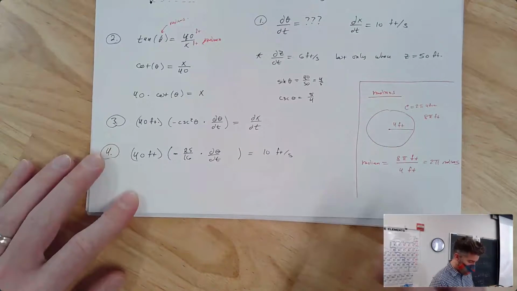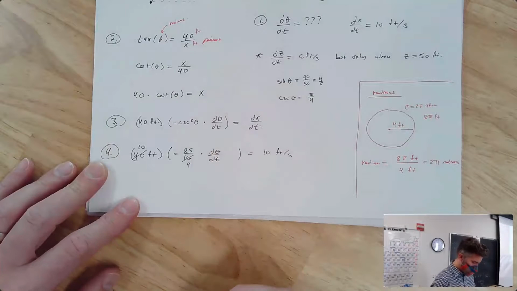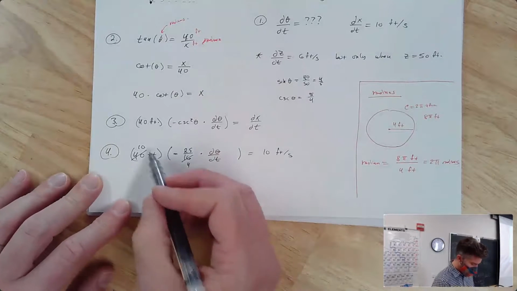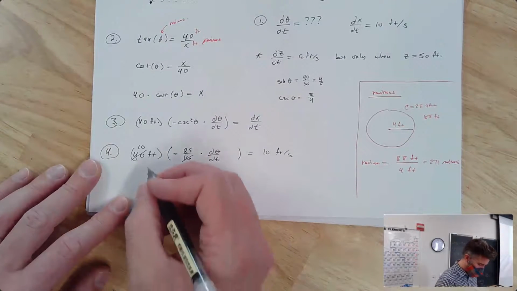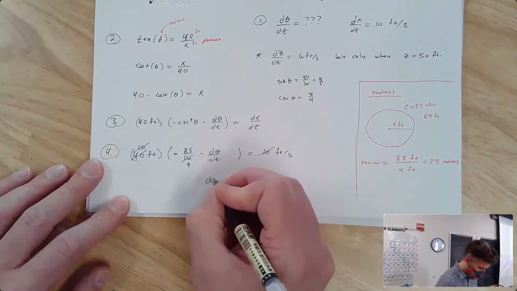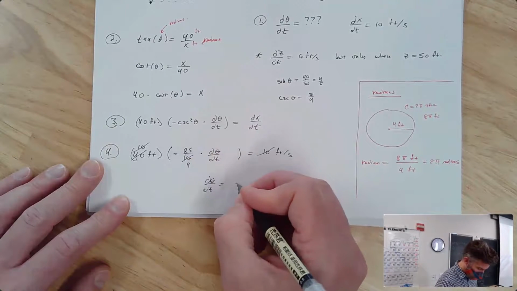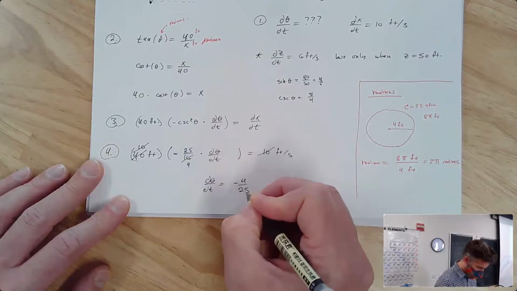And now we can simplify. I can cancel a 4 here, and a 4 here. I'm left with 250 over 4. I can actually just cancel a 10 here and a 10 here. So solving for d theta dt, I get negative 4/25.